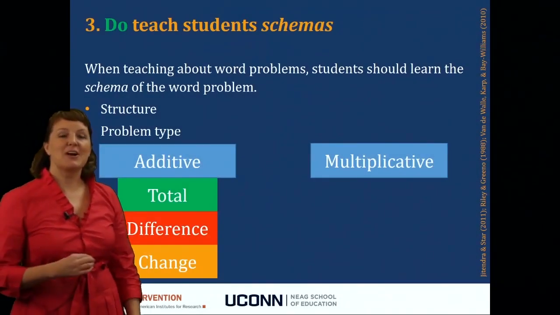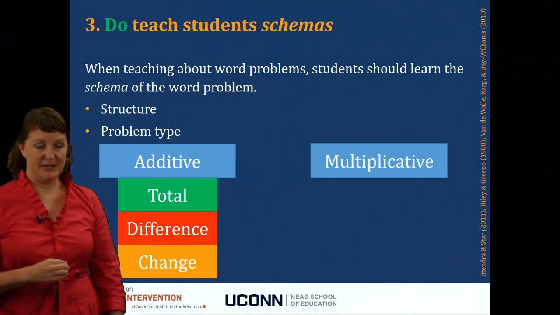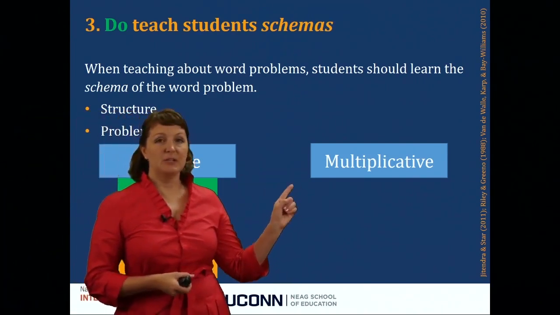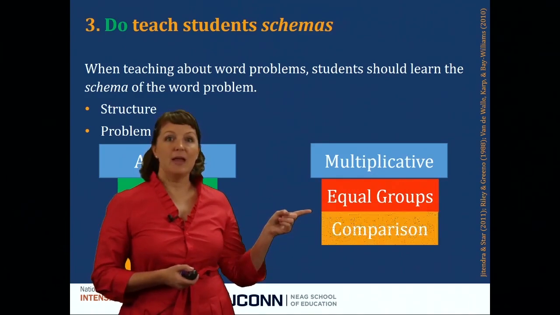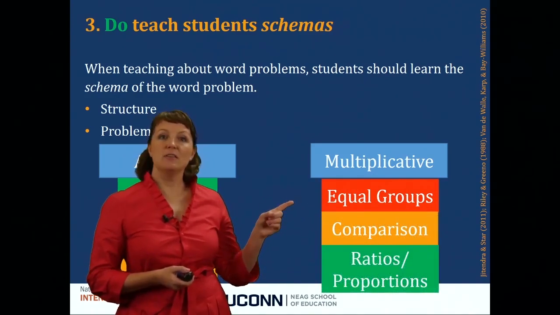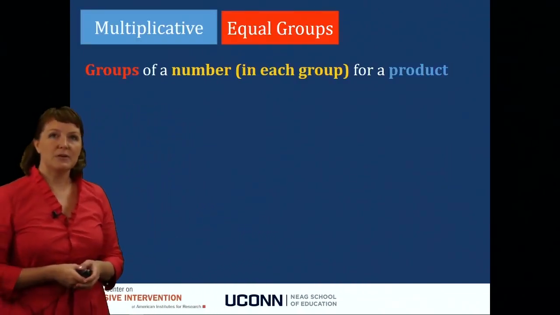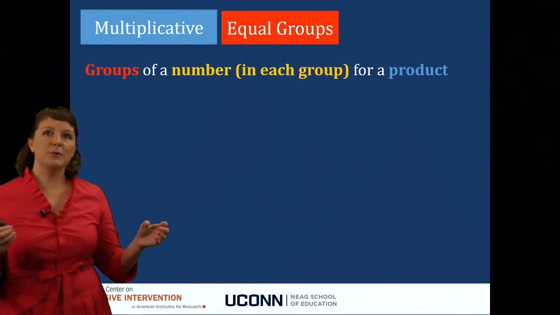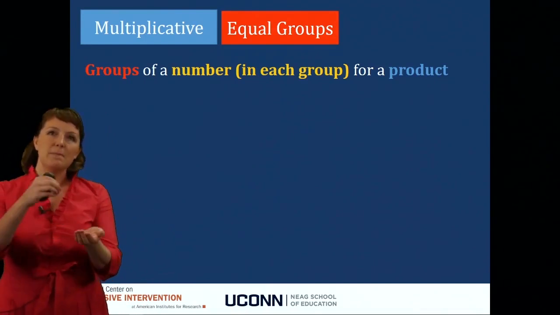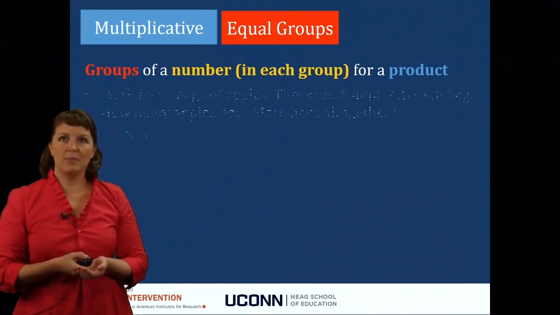All right, so we have talked about the additive schema of total, difference, and change. Now it's our opportunity to learn about the multiplicative schema. So we're going to talk about equal groups schema, the comparison schema, and then the ratios, proportions schema. So let's talk about the equal groups schema first. In an equal groups problem, we have groups, and then there's an equal number within each of those groups, and we put all of those together for a product.